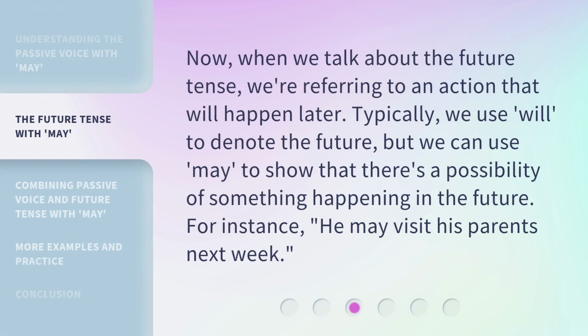Now, when we talk about the future tense, we're referring to an action that will happen later. Typically, we use will to denote the future, but we can use may to show that there's a possibility of something happening in the future. For instance, he may visit his parents next week.